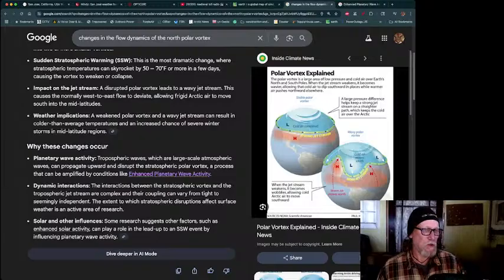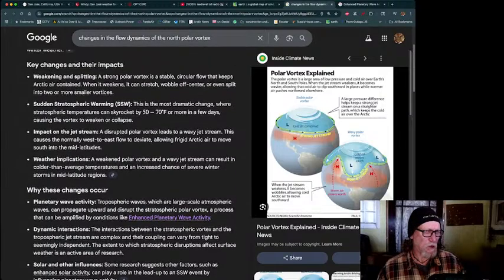So this is what I was supposed to be reading over here. Sudden stratospheric warming. This is the most dramatic change, where stratospheric temperatures can skyrocket by 50 to 70 degrees Fahrenheit or more in a few days, causing the vortex to weaken and collapse. Like I said, last I heard, and it was a few years ago, no one knows why this happens. Maybe there's better science now. They're not mentioning it here. It has to do with planetary waves.